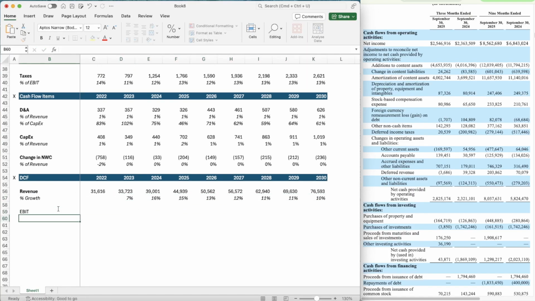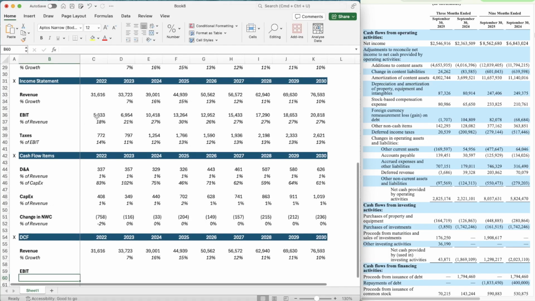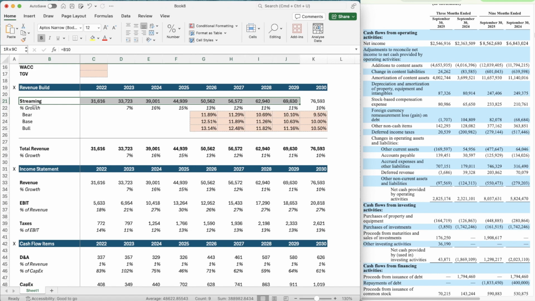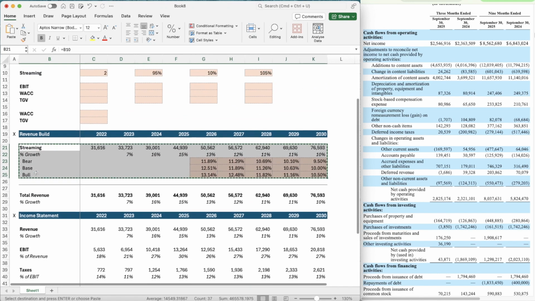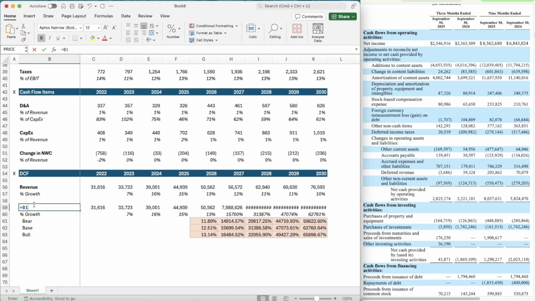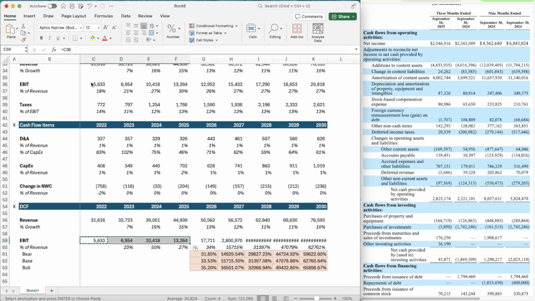Okay, EBIT. We're going to do a bear, base, and bull. So let's just copy this down. Equals B12, percentage of revenue. Bear, base, bull. What we want here is to put this equal to our EBIT. Pull that along up to here.